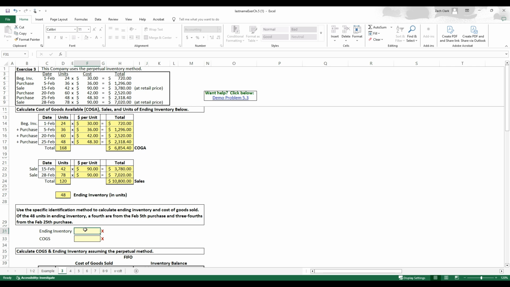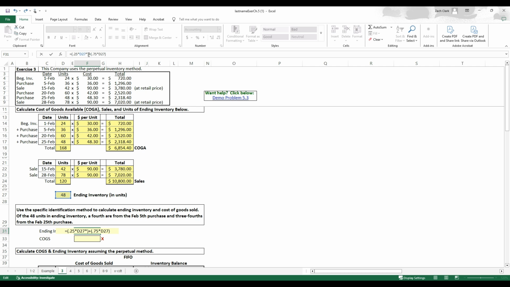Then we just need to go in and say 1/4 times 48, and that's one piece or one group of the ending inventory. Then for 3/4 we can do 0.75 times 48. That would be the second portion.